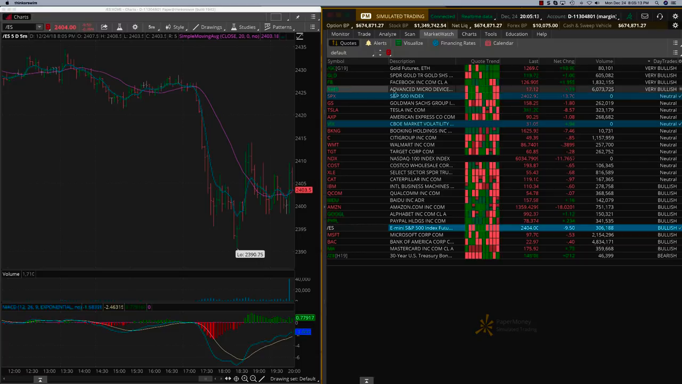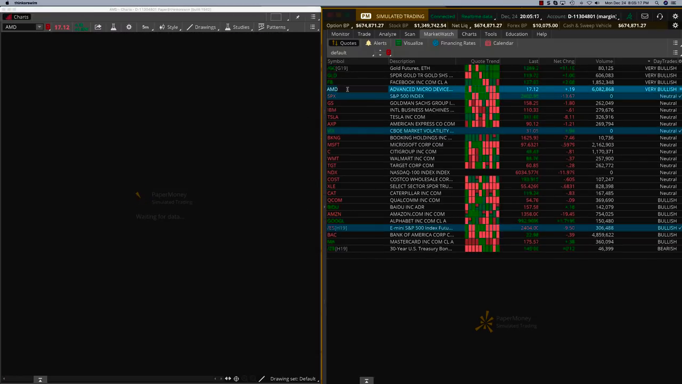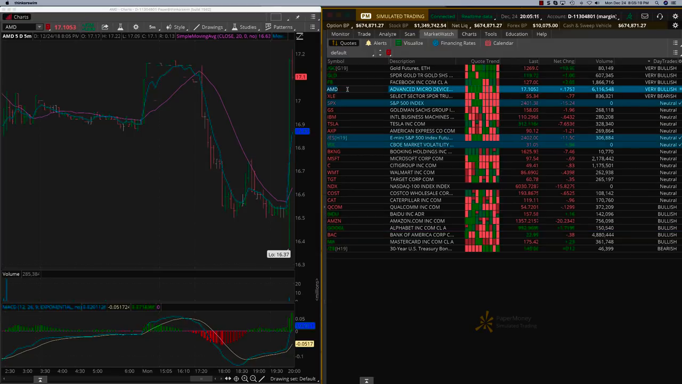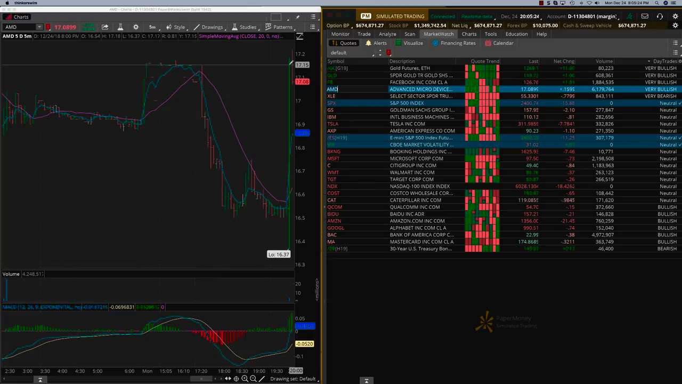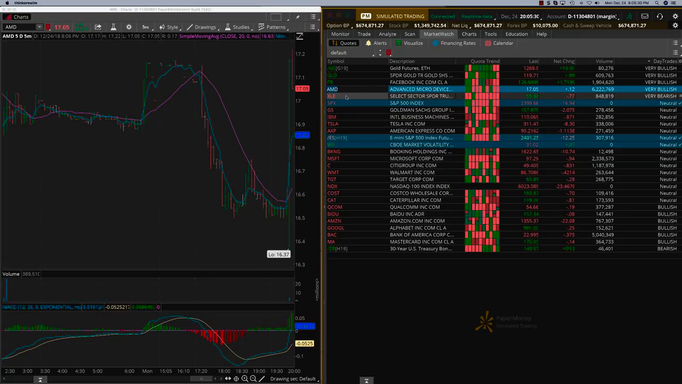And now you can see Advanced Micro Devices also went into very bullish. And so if we look at Advanced Micro Devices, you can see, boom, there it goes. At the open, it just went charging higher. So these were two opportunities, obviously, to take a trade.